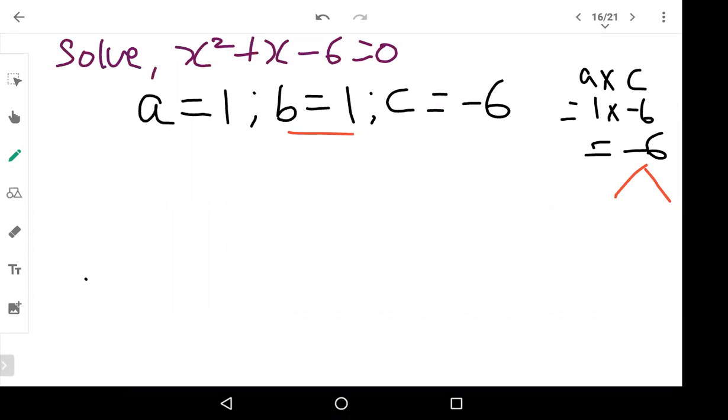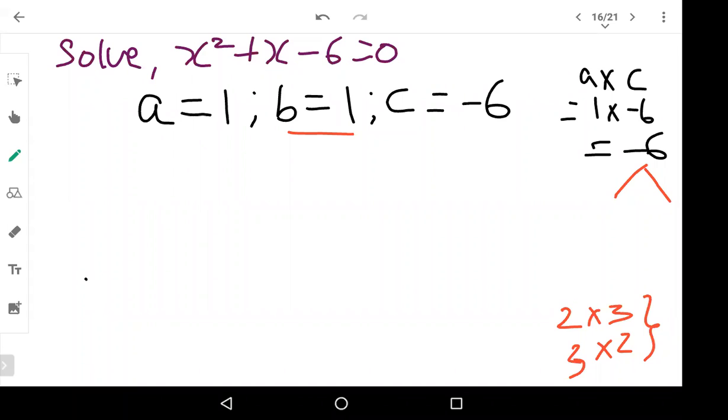Now say me in tables, where all can I get 6? Correct. 2 3s are 6, 3 2s are 6. That is the only option we have. Now if you see them, the difference of 2 and 3 is also 1. But one of the numbers should be minus. Correct? One of the numbers is supposed to be minus.